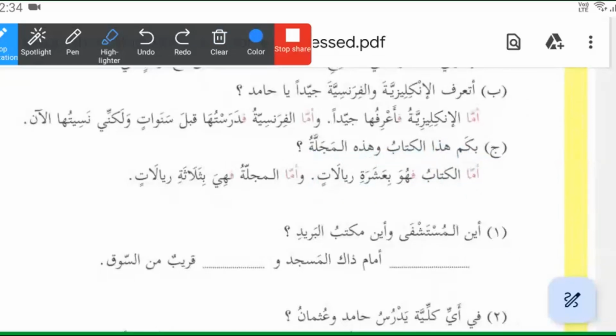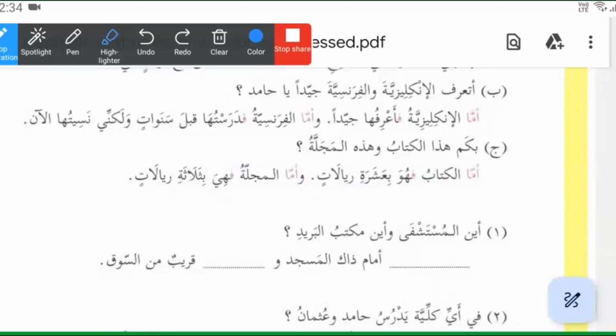Wa ammal majallatu, as far as the magazine is concerned, fahiya. Why here? Because majalla is muannas. Bi salasati riyalatin, it is for 3 riyal, and the book is for 10 riyal.